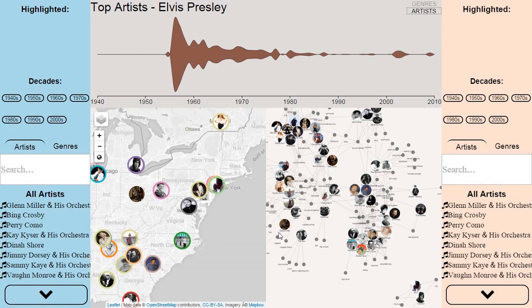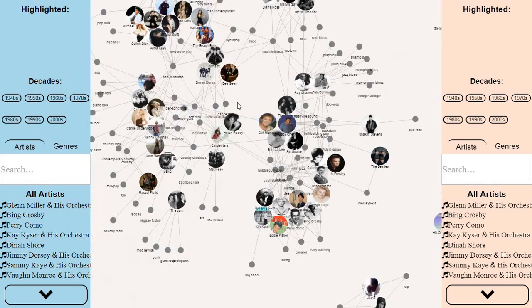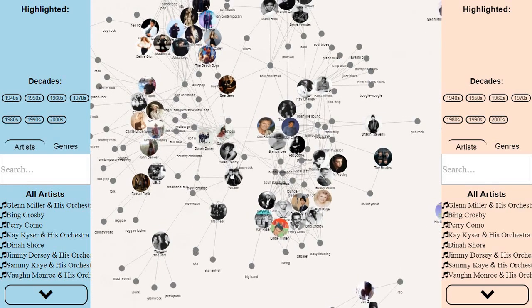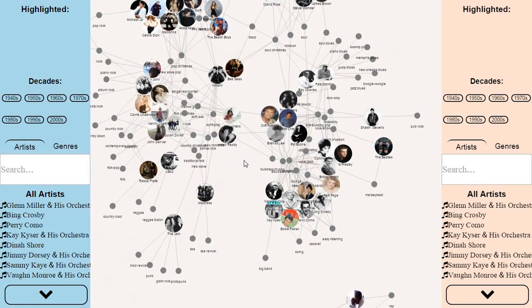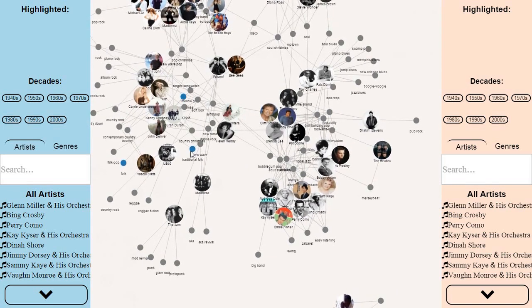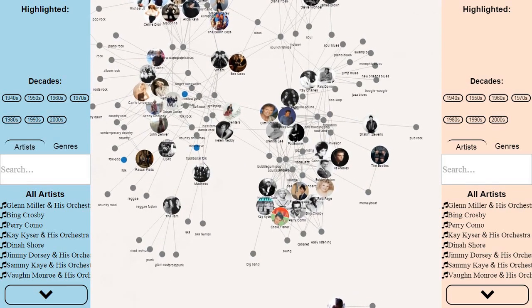On the bottom part we have the map, which shows where the artist came from, and on the right we have a force graph. The force graph shows the artists and links them according to their shared genres.